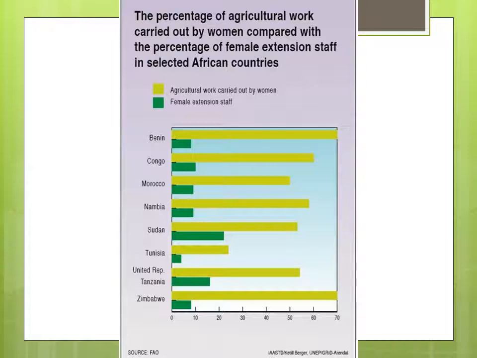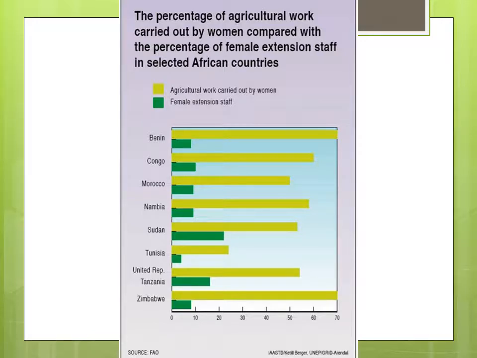Finally, the last image that we have here is the percentage of agricultural work that is carried out by women compared with the percentage of female extension staff in certain selected African countries. Now, the first thing that we have to understand is what extension staff is. Essentially, extension staff assists with training and working with new crop varieties and new technologies. And so what this image shows us is that female farm workers dramatically outnumber the females who are working to help improve agricultural output, training on new crop varieties and new technologies.